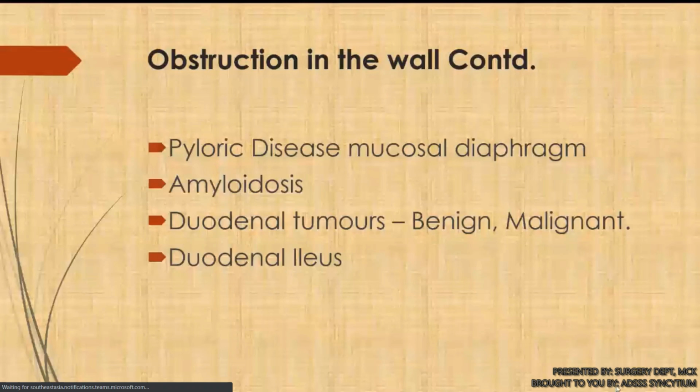mucosal diaphragm. There may be a diaphragm at the junction of the stomach and the pylorus of the stomach, and duodenum also can cause obstruction. Amyloidosis, duodenal tumor, benign and malignant. Duodenum is the commonest site of tumor so far as the small gut is concerned. Among the small gut, duodenum is the commonest site for tumor, be it benign or malignant. Duodenal ileus is also a cause of gastric outlet obstruction.